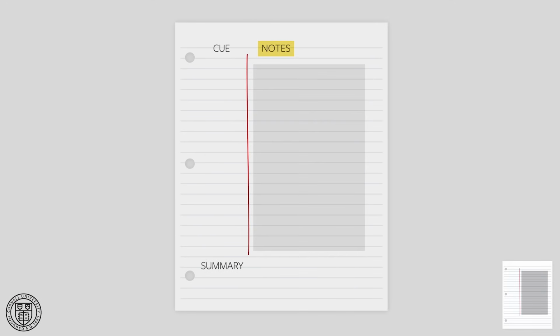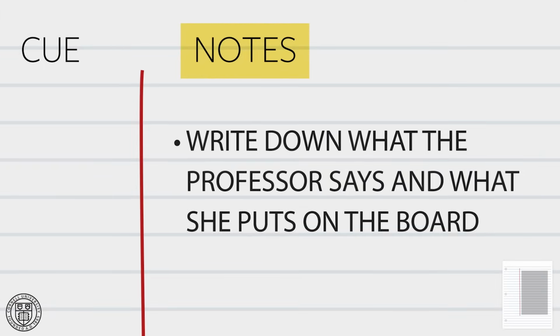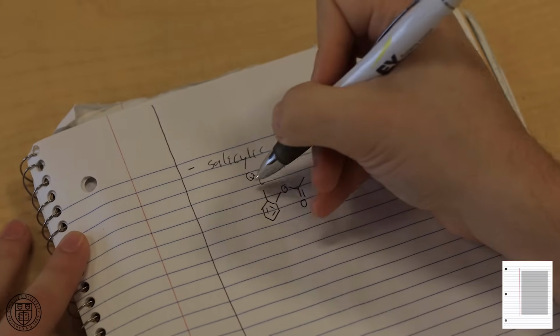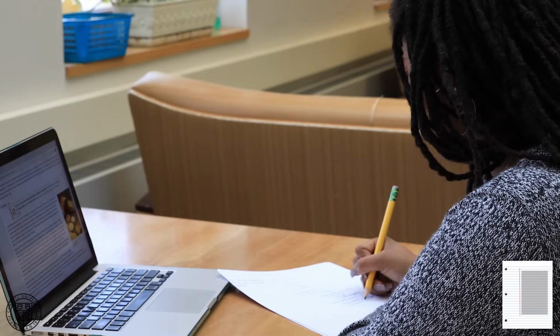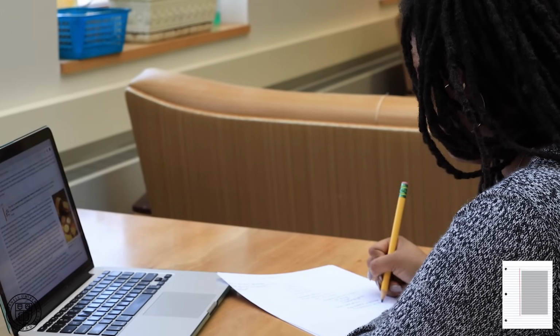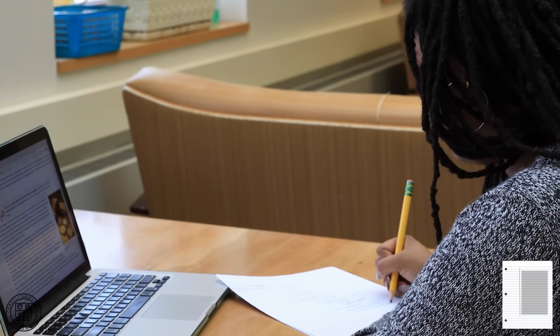The Notes section is where you write down what the professor says and what she puts on the board, but you don't need to write down every word. Useful notes capture both the gist of what's being said and the important details. Using abbreviations and symbols can help you keep up. If you're learning from a video or online text, treat it just like class and write down the information you think you'll need to know.